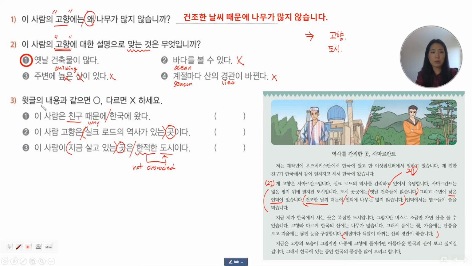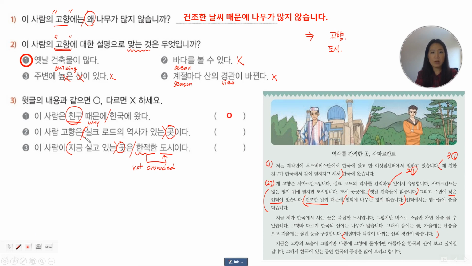Okay, number 3. 윗글의 내용과 같으면 O, 다르면 X 하세요. 이 사람은 친구 때문에 한국에 왔다. The reason why this person came to Korea is because of the friend it explains on the first paragraph. Right? 제 친한 친구가 한국에서 같이 일하자고 해서 한국에 왔습니다. My close friend asked me to work together in Korea. So the answer is correct.